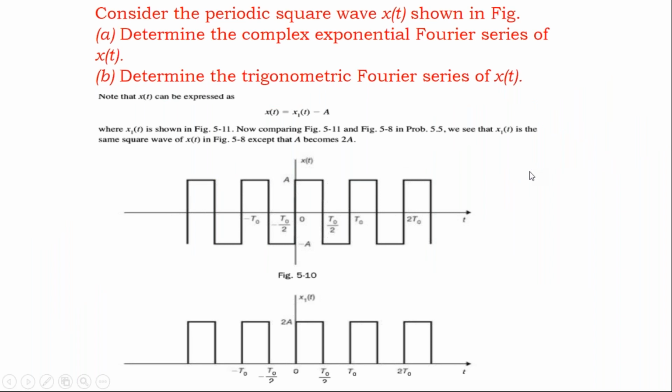Now, I'm going to take the next example. Now observe it. Again, we have another example. Consider the periodic square waveform shown in the figure. Determine the complex exponential Fourier series as well as the trigonometric Fourier series. Now, please try to understand. This is the waveform that is given to us.